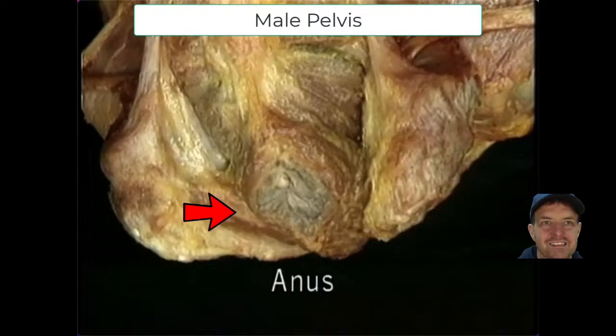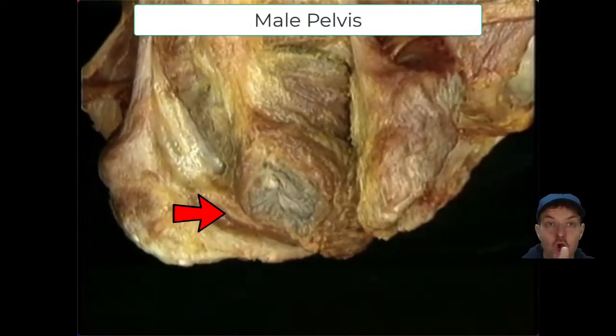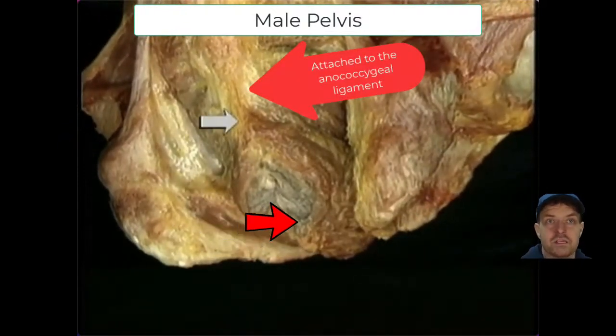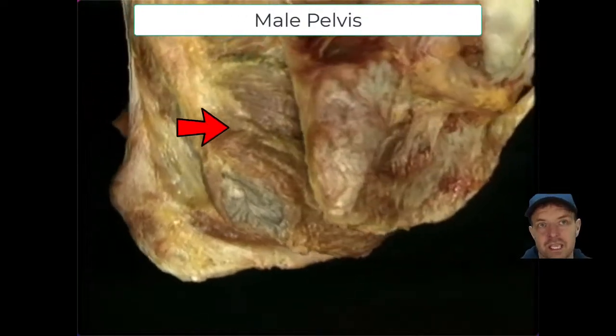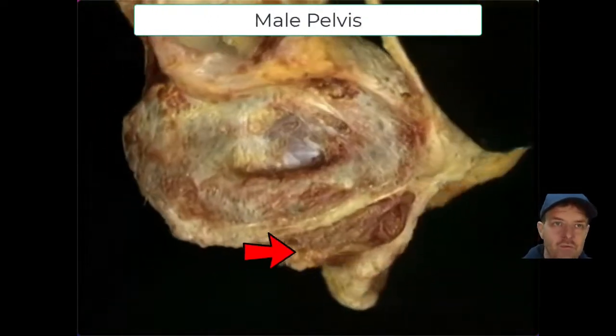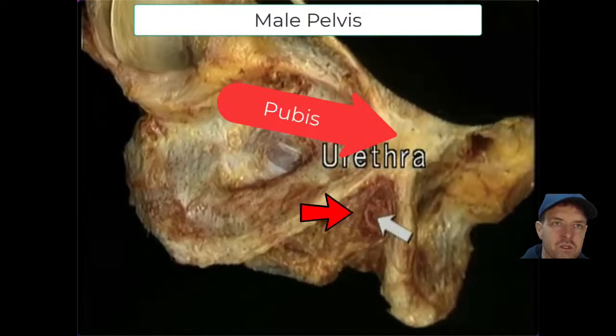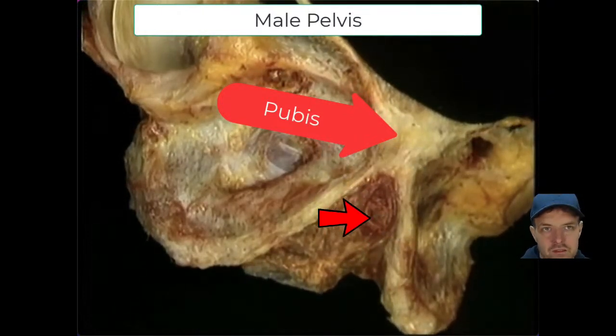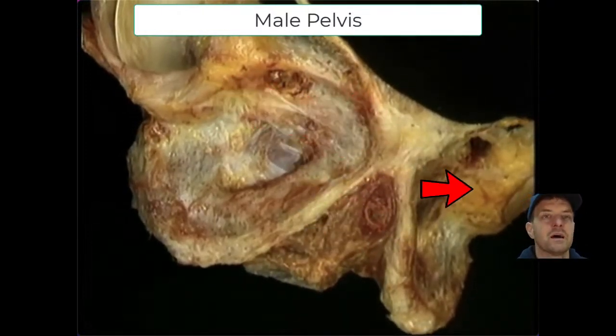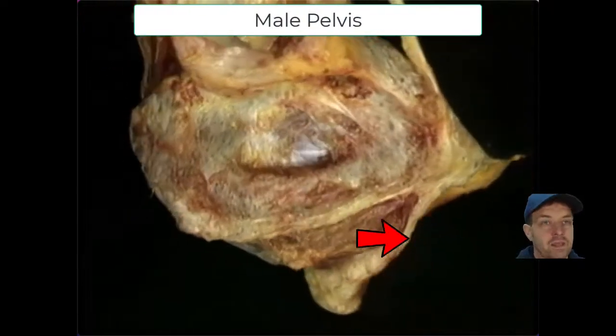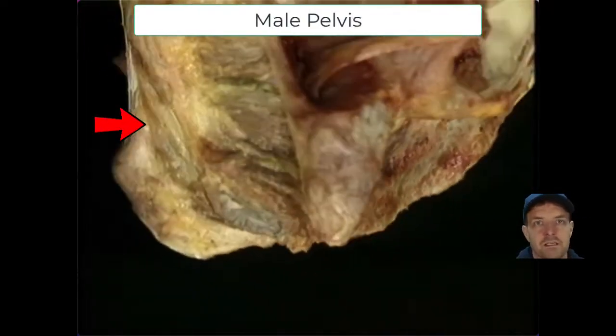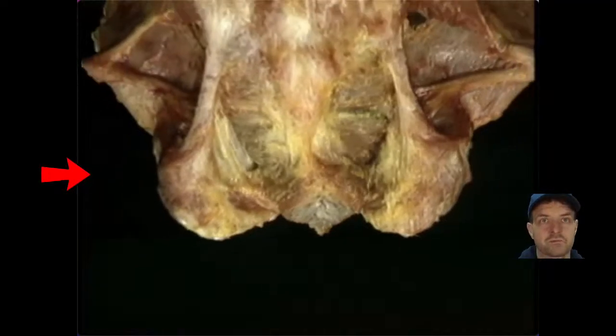So there's the anus. Now that opening is filled. This is what it's filled with. Attached to the anococcygeal, and then right at the front there's your urethra. That's obviously attached to the bladder, and then through to the end of the penis in this particular model.